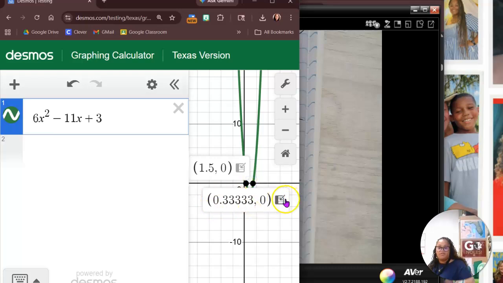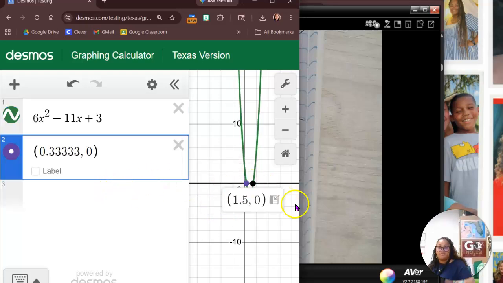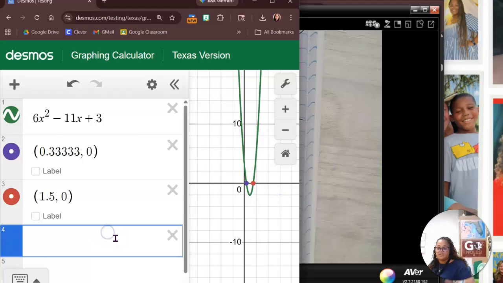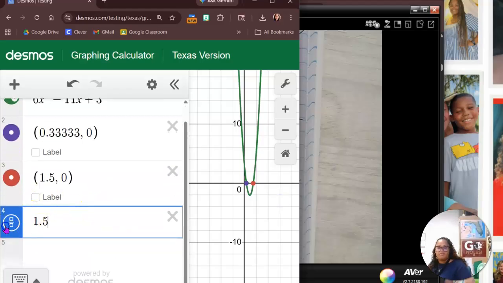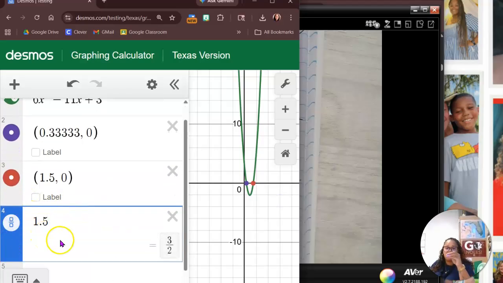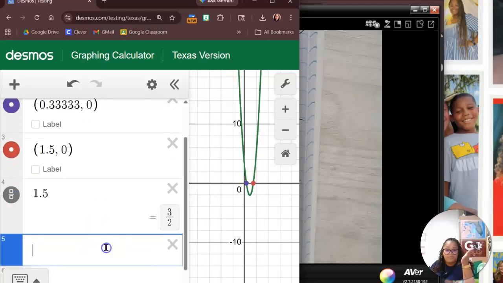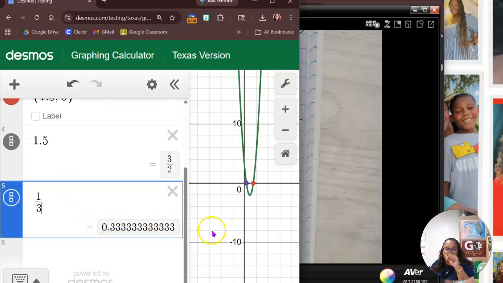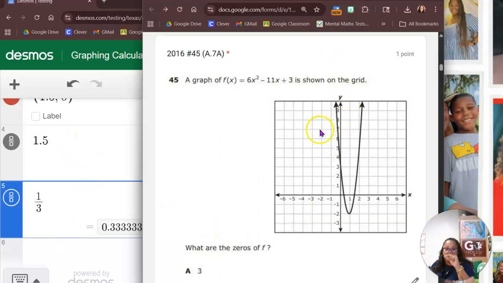Okay, I gotta know that this right here is a benchmark fraction, and this one right here is an easy fraction to do. 1.5 is a terminating decimal, so it can be converted easily. This one cannot. I have to know this one off the top of my head. This is 1/3. So if I come down here and I do 1 divided by 3, then I see the 3, 3, 3 repeats. So then these are my answers here. That's what I need to choose.